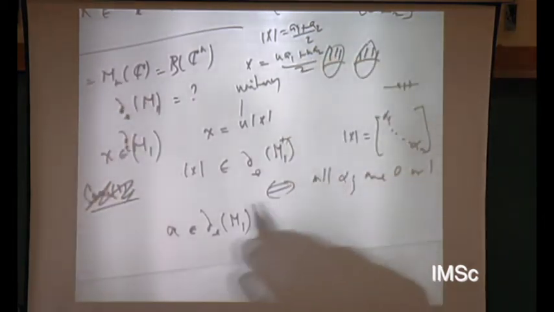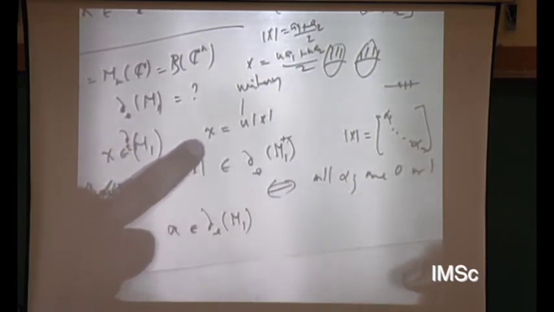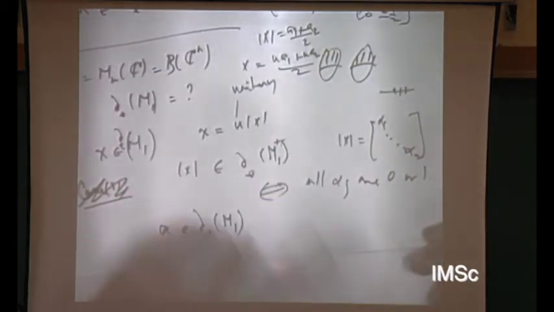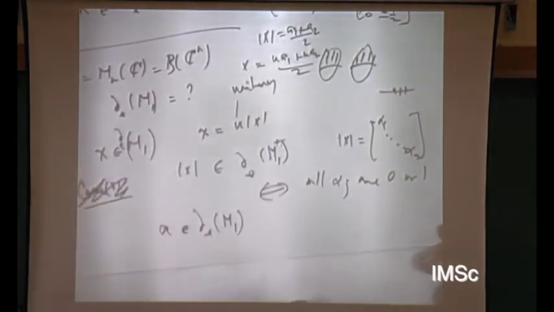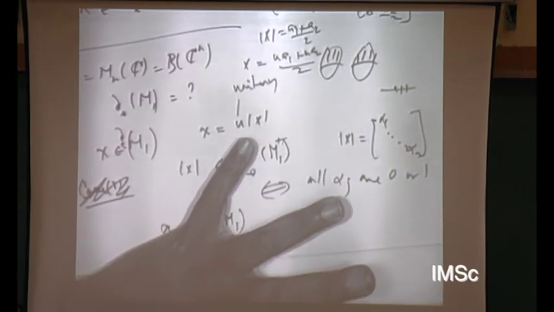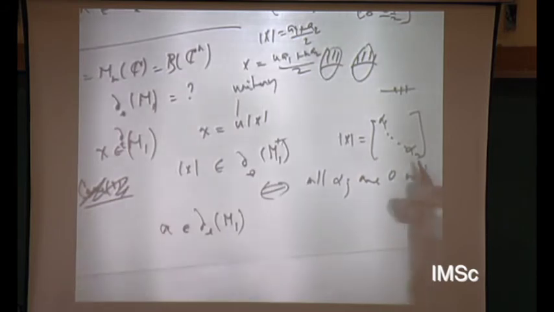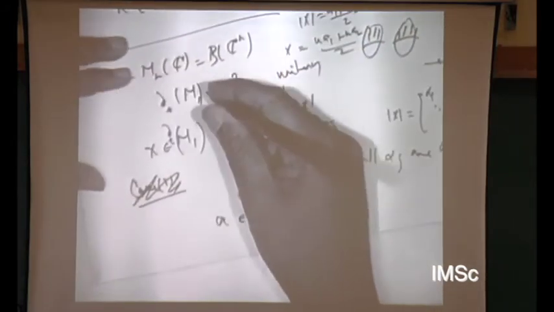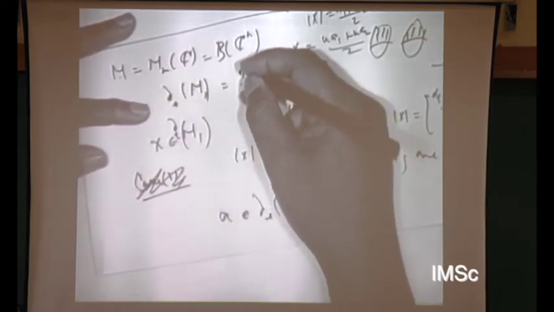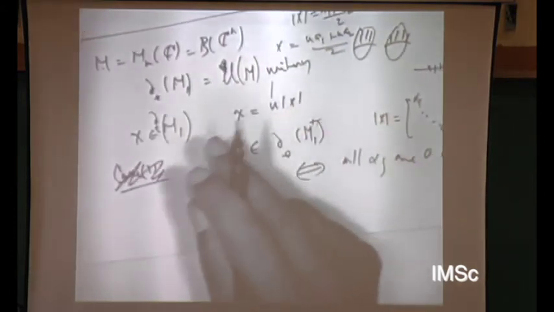So I'm saying, in order for this x to be extreme, in fact, no alpha can be 0. All the alphas must be equal to 1. That means mod x must be the identity operator. That means x must be unitary. So the extreme points of the unit ball of Mn are just the unitaries in this case.